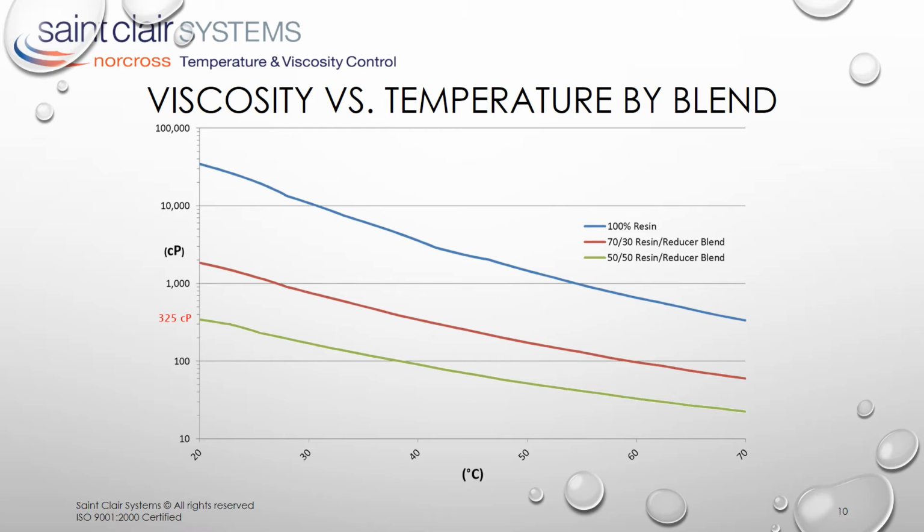The first is that the 50-50 blend is at 325 centipoise at 20 degrees C, or about 68 degrees Fahrenheit. Following our assumption then, we can hold the 50-50 blend at 20 degrees C and make a direct substitution in our process. But as with solvent-borne coatings, the goal is to minimize reducer to control cost and improve performance.